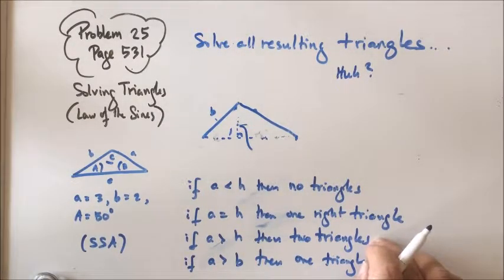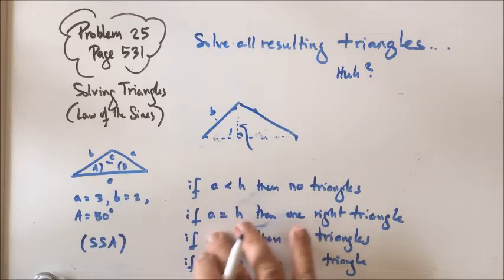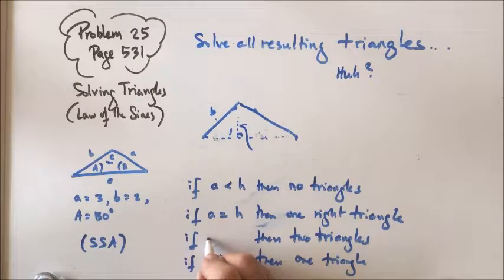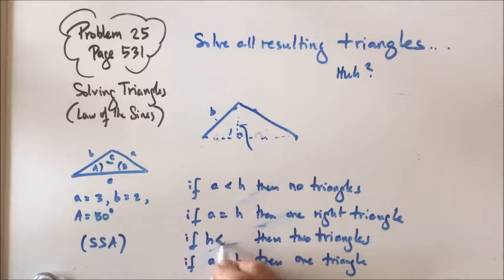So this condition actually is: if A is greater than H but less than B, then there's two triangles. If A is greater than B, then there's one triangle. Okay, there's the four conditions, and you've got to check that.